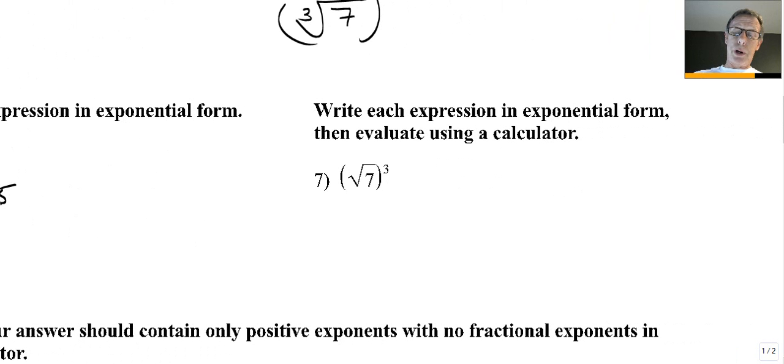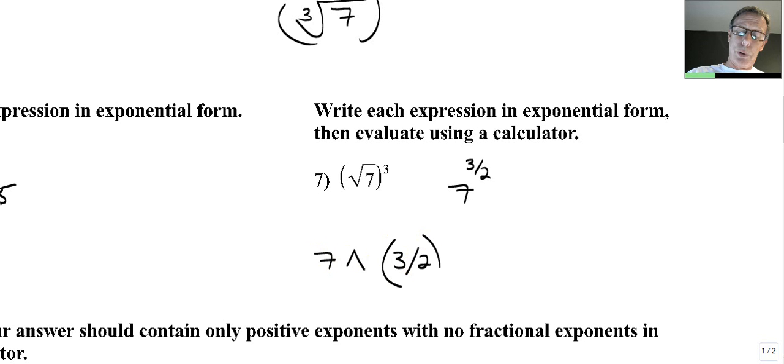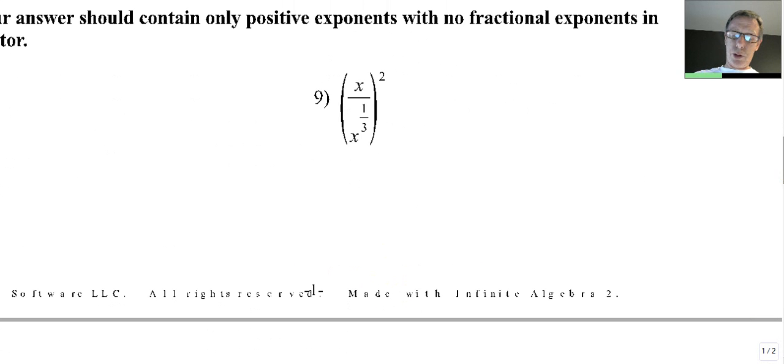The next one says put it in exponential form and then evaluate using a calculator. It's a square root and then it's taken to the 3rd power, so that would be 7 to the 3/2. If we wanted to put that in a calculator, we would enter 7, then the exponent 3 divided by 2, and we'd have to put the 3 divided by 2 in parentheses because the whole 3/2 is an exponent. So let me evaluate that. Okay, let's go ahead and move on.